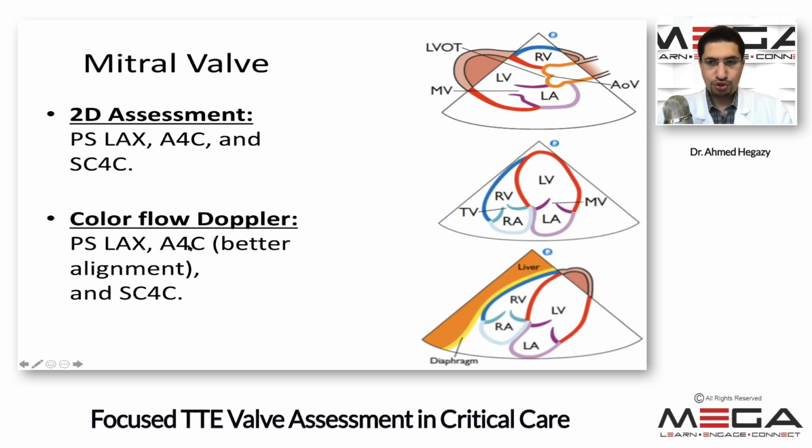And the apical 4-chamber view tends to have very good alignment with your flow. Remember, if your flow is going normally from the left atrium to the left ventricle during diastole, then that aligns well with your ultrasound beam. If there's regurgitation, it will also align with your ultrasound beam, except that it will be going in the opposite direction. During systole, you'll find that there's a regurgitant jet going from the LV to the LA.